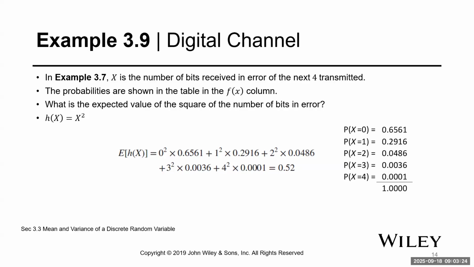So this is the same bits in error in transmission we had looked at earlier. We had found the expected value of just the actual f of x. Now we're given an h of x in addition to the f of x. And so we have the f of x column, we have the x column, and the function is x squared. And so we can see the expected value calculated. And obviously it's different because it is now a function. Still, our cumulative distribution function can be shown in that progression.